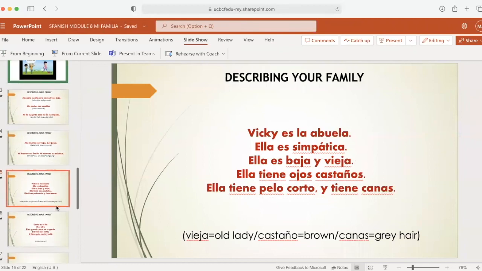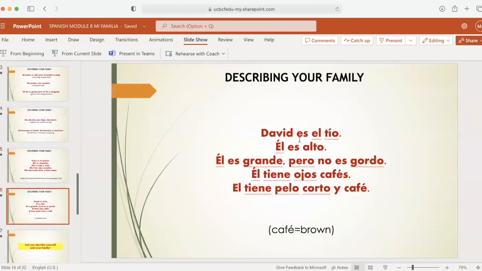Okay, now, last example. Okay, David. David es mi tío. David es el tío. Él es alto. Maybe you already are familiar with some of the adjectives. Él es grande, pero no es gordo. No es is negative. So he is big, pero is but. He is not fat. Okay. Él tiene ojos cafés. Cafés is brown, so it's also brown. Él tiene pelo corto y café. So he has short hair and brown hair as well.